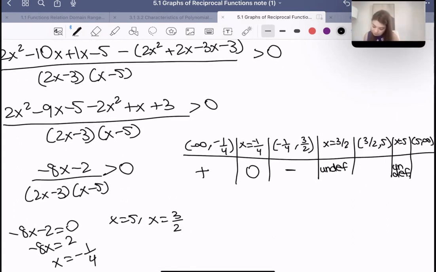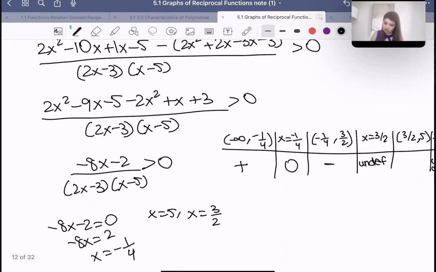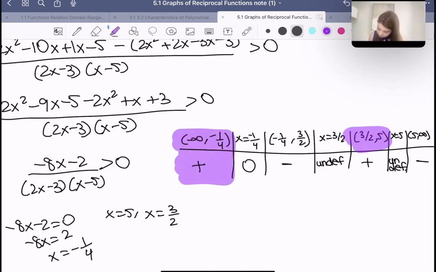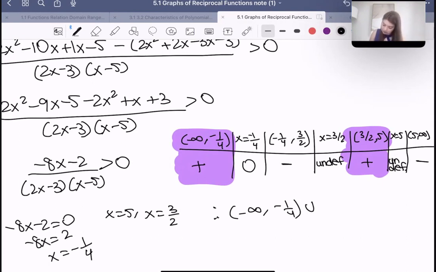Then what about for 3 over 2 to 5? What if I plug 2 in here? We're going to get something positive. And then what if it's over 5? Something like 6, we would get something negative. Good. And what did the question want? The question wanted where this function is greater than 0, right? So where is this function positive, in other words? Therefore, we want this one because this is positive, and we want this one because this is also positive. So these are the two we want. Our solution is negative infinity up to negative a fourth, and 3 over 2 up to 5. And there we go. Awesome.